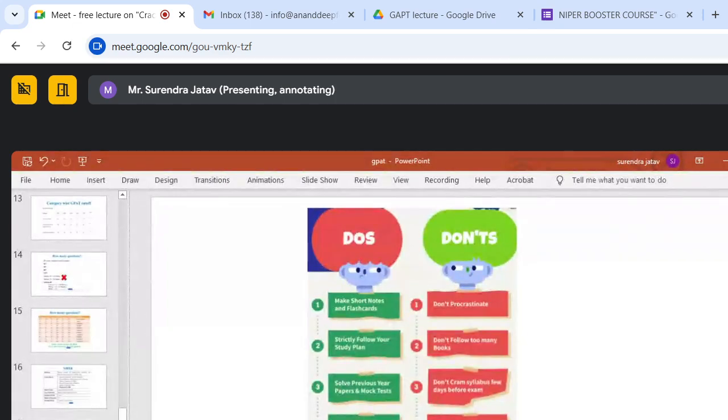Solve the previous question papers. Again and again I'm telling, if you want to qualify, solve the previous question papers and mock tests. So these are some things you should do, and solve the previous questions.